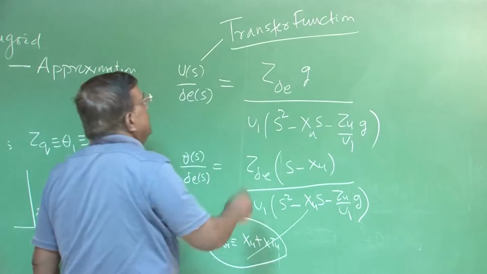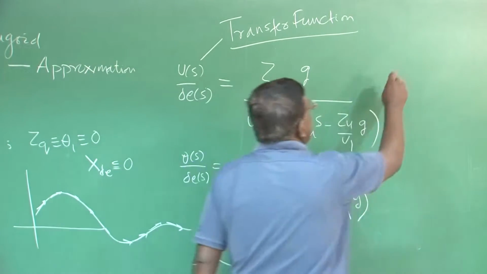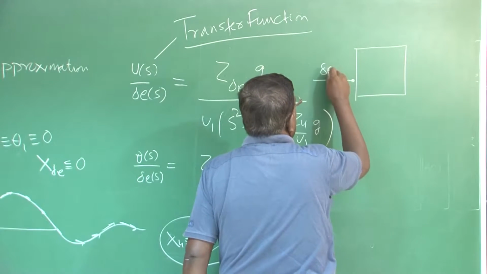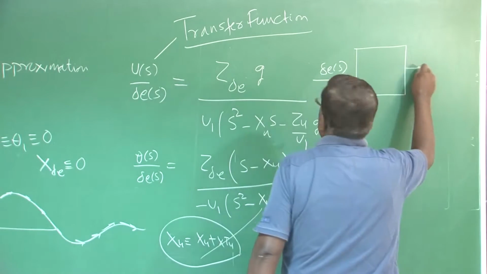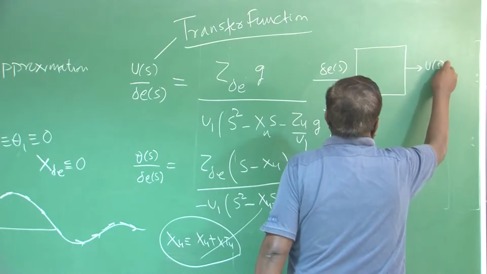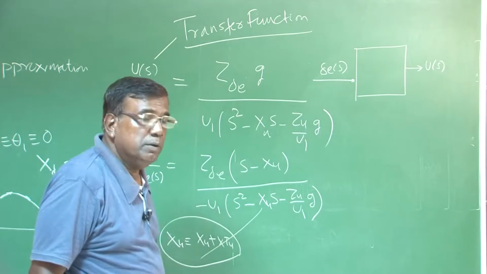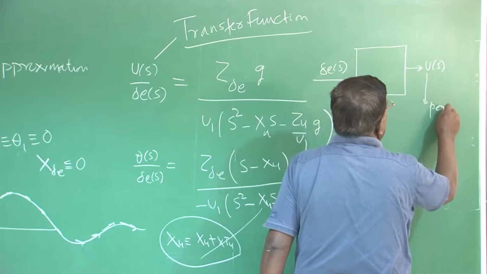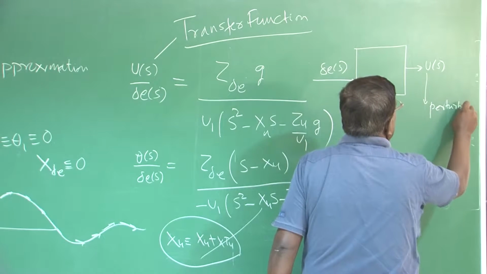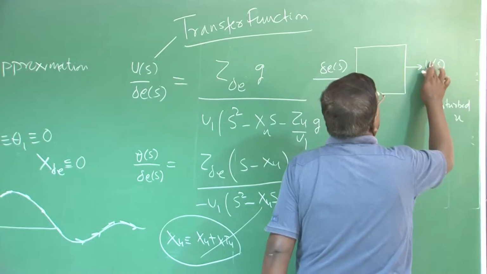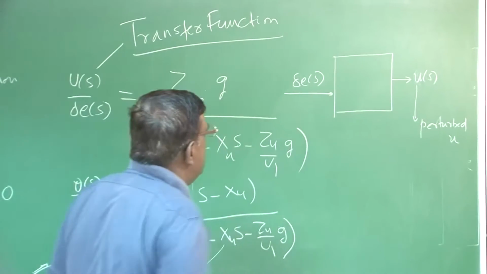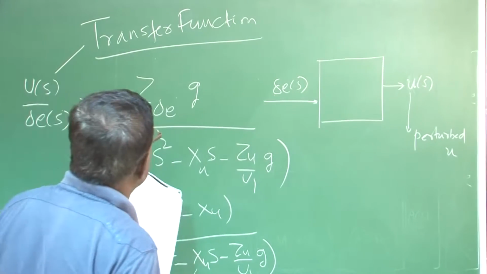Right. That is, if I draw a block diagram, I will say I am giving input delta E of s, I am getting output u of s. What is this u? U is a perturbed u, right? Do not lose the inside. This is perturbed u. So, ideally this should be small u, right? And what sits inside this box is this transfer function.